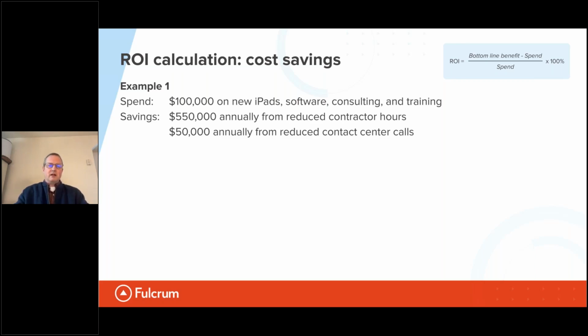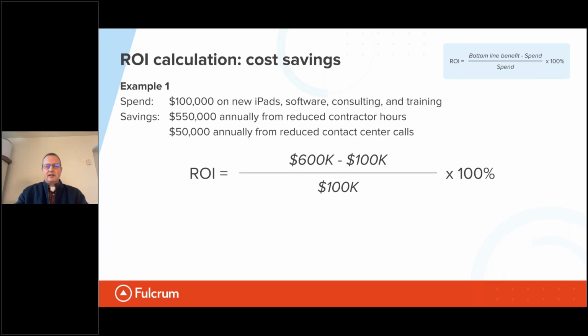If I plug that into my ROI calculation, that says that I'm going to save $600,000 minus the spend of $100,000. I put that over $100,000 multiplied by 100. So what is that? That's $500,000 divided by $100,000 times 100. Your ROI is 500%. So you can do that math yourself if you want to.